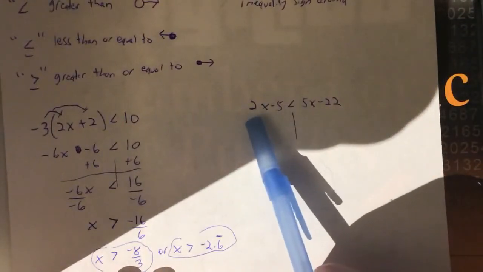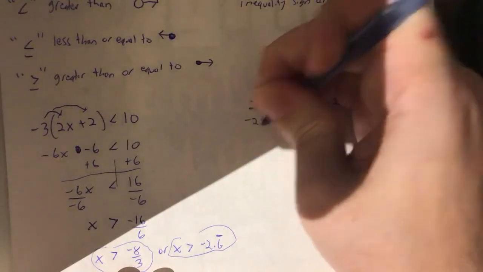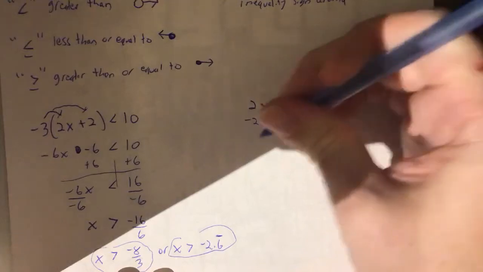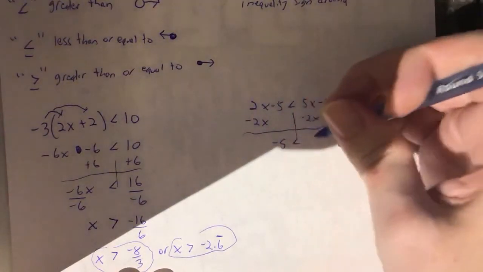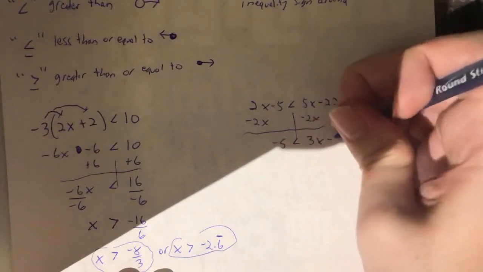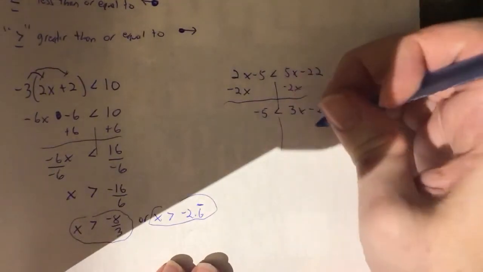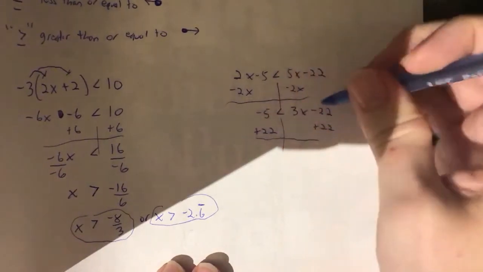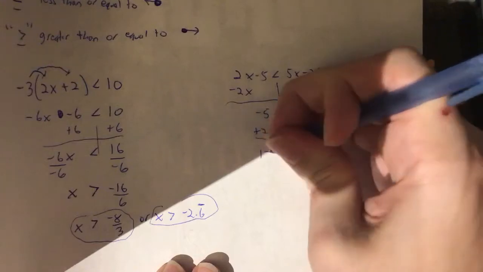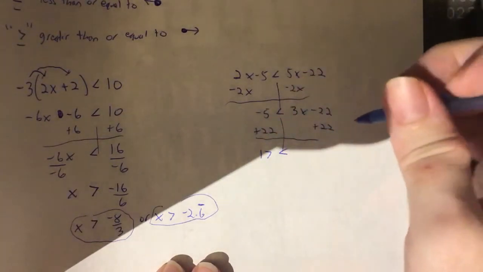So in this case, for my x terms, 2 is smaller than 5, so I'm going to get rid of the 2x by subtracting it from each side. So now I have negative 5 less than 3x minus 22. Solve for x. I'm going to add 22 to each side. Negative 5 plus 22 is 17. The inequality sign stays the same since I didn't multiply or divide by a negative.